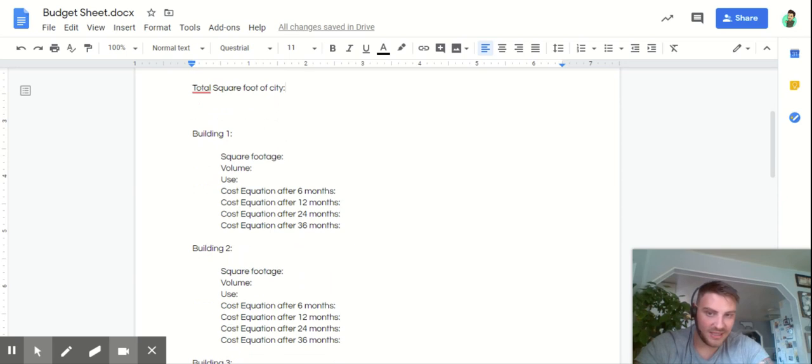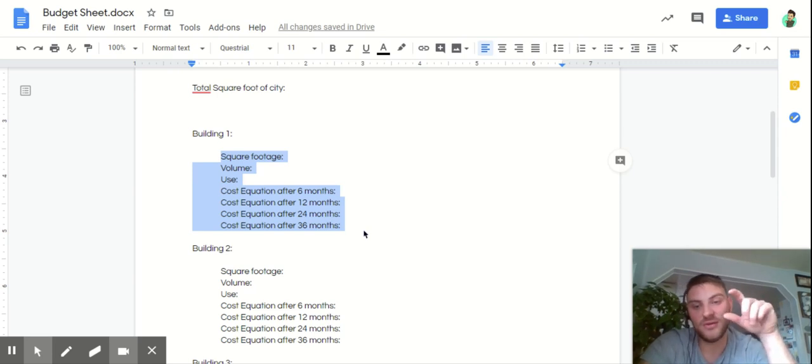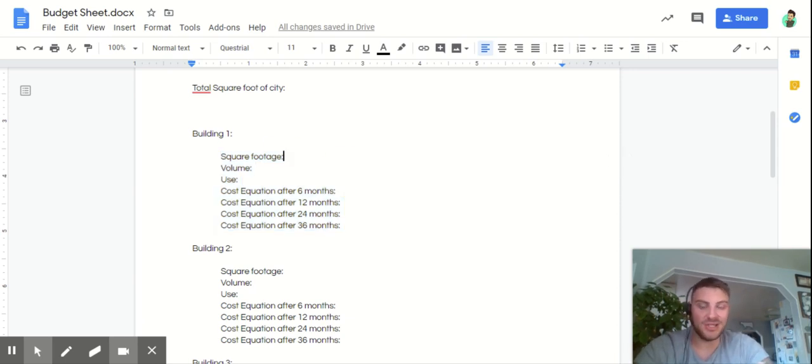Now here's where it gets interesting. Okay, your buildings, you have to figure out the square footage, volume, the use for the city, and the equation. Now, I'm going to show you how to do that, but you're going to need to do this for 3 different buildings. So let's say the first building that you're going to use is your police station, okay? So your police station, you're going to measure it with a ruler and figure out the square feet of your police station.